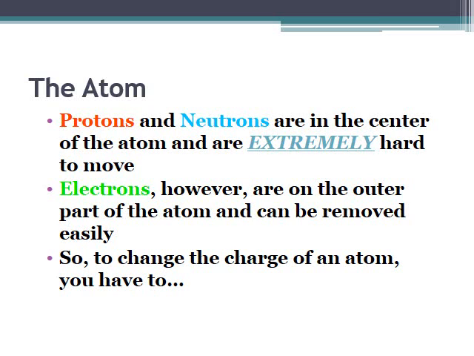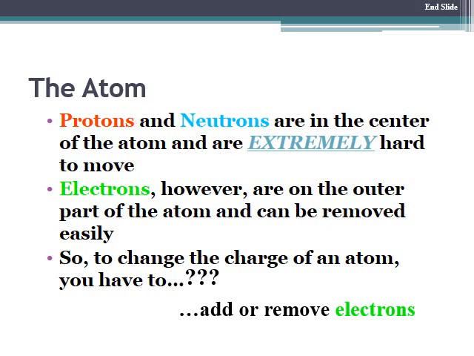So in order to change the charge of an atom, we have to either add or take away electrons. That's the only way to do it. We can't add or remove protons; we have to add or remove electrons. To make something negatively charged, we're going to add electrons. To make it positively charged, we're going to remove electrons.